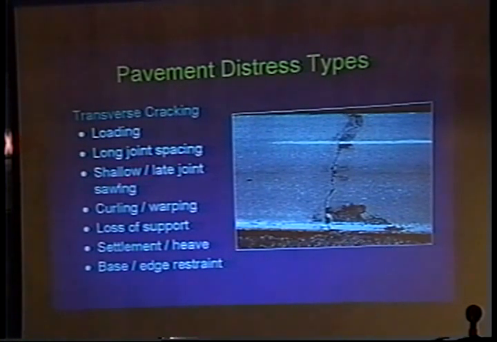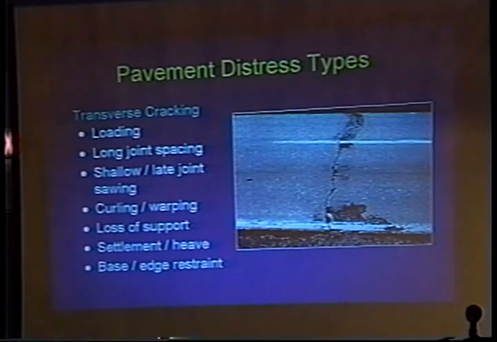If the joint itself is sawed too late or sawed too shallow for a transverse joint, the saw cut has to be at least T/4, at least a fourth of the depth of the concrete slab. There's only a window of opportunity after that concrete sets up, when it's time to saw it, which is before all those other cracks appear. And if you wait too late, you're getting other intermediate cracks already developing.